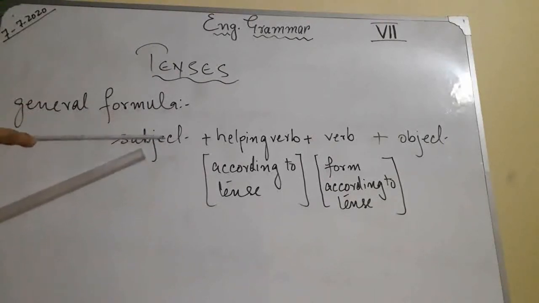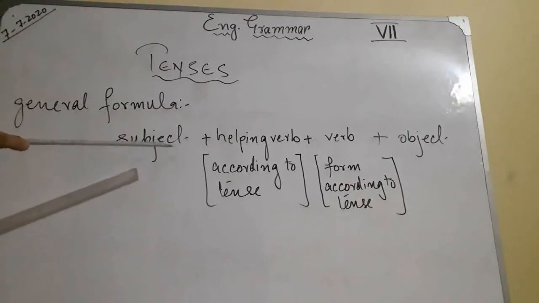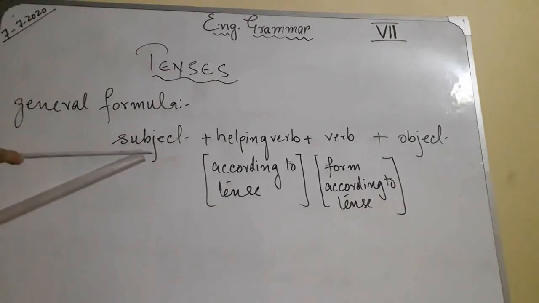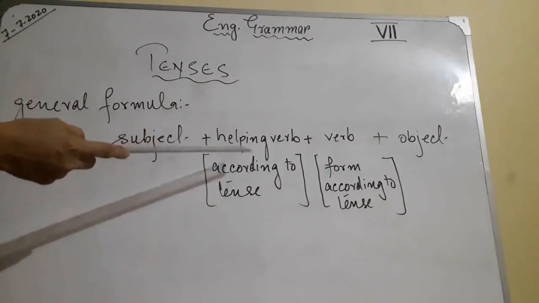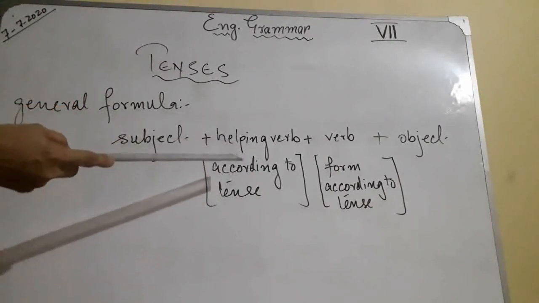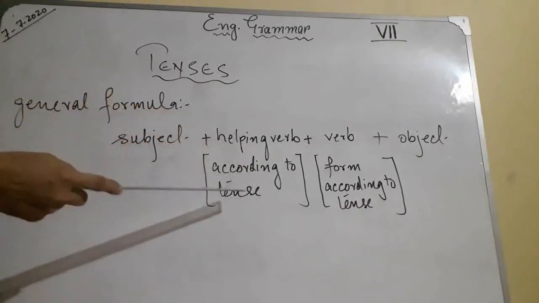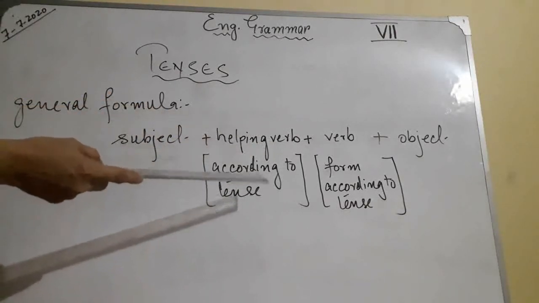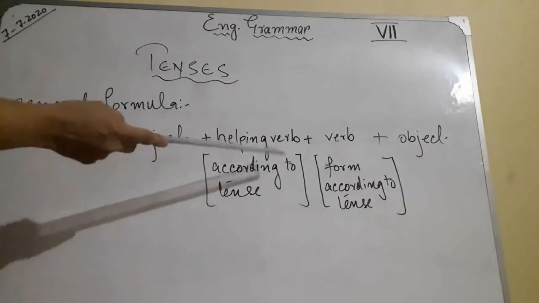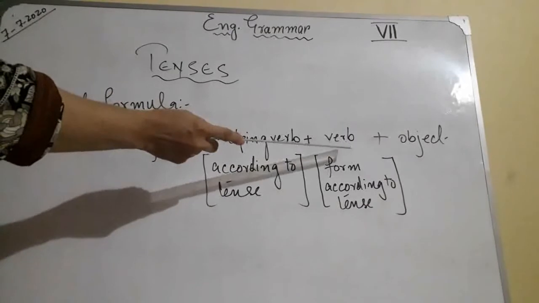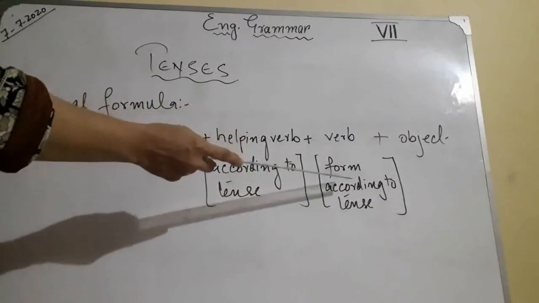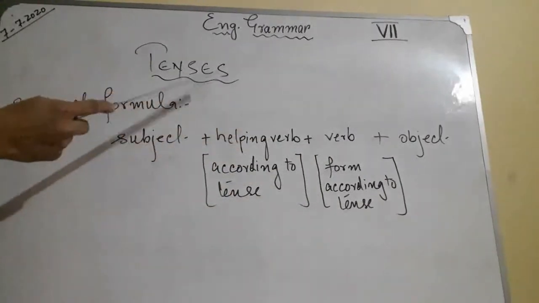So this is the general formula of making any sentence by using the different parts of speech. First is subject, and then we use a helping verb. What are the helping verbs? Is, am, are, was, were, have, has, had, could, can, might. According to the tense we use, it can be different. Sometimes there is no need to use a helping verb. Then we use a verb, in different forms according to the different tense.